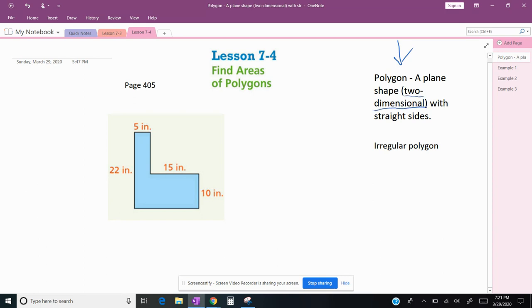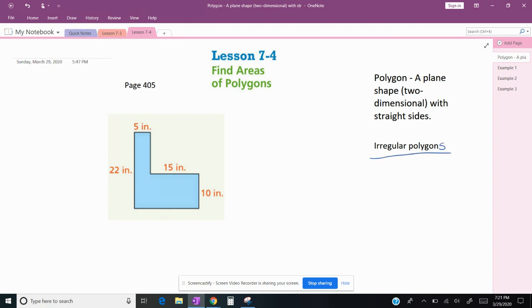So when we were finding the area of parallelograms, those were polygons. When we were finding the area of triangles, those were polygons. And when we were finding the area of trapezoids, those were also polygons. Today we're going to talk about irregular polygons. I'll add an S there.